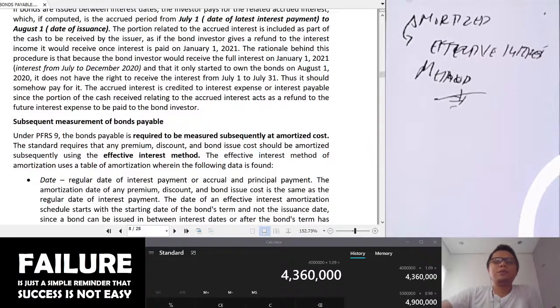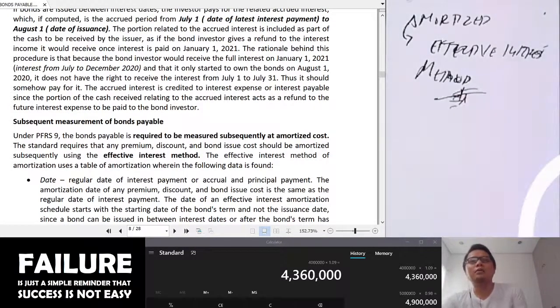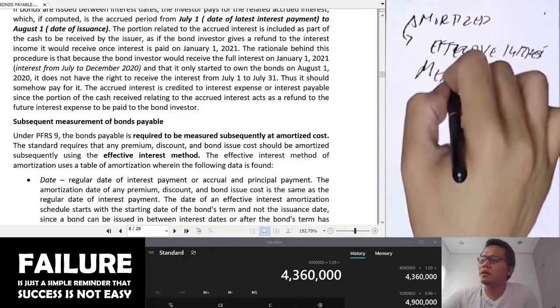So, yung kanina, yung discuss natin na straight line, that is for discussion purposes only, para maintindihan lang natin ng mas madali yung concept. However, what is required by the standards is to use the effective interest method in amortizing bond if that bond issue basically is presented at amortized cost. So ano ba itong effective interest method?